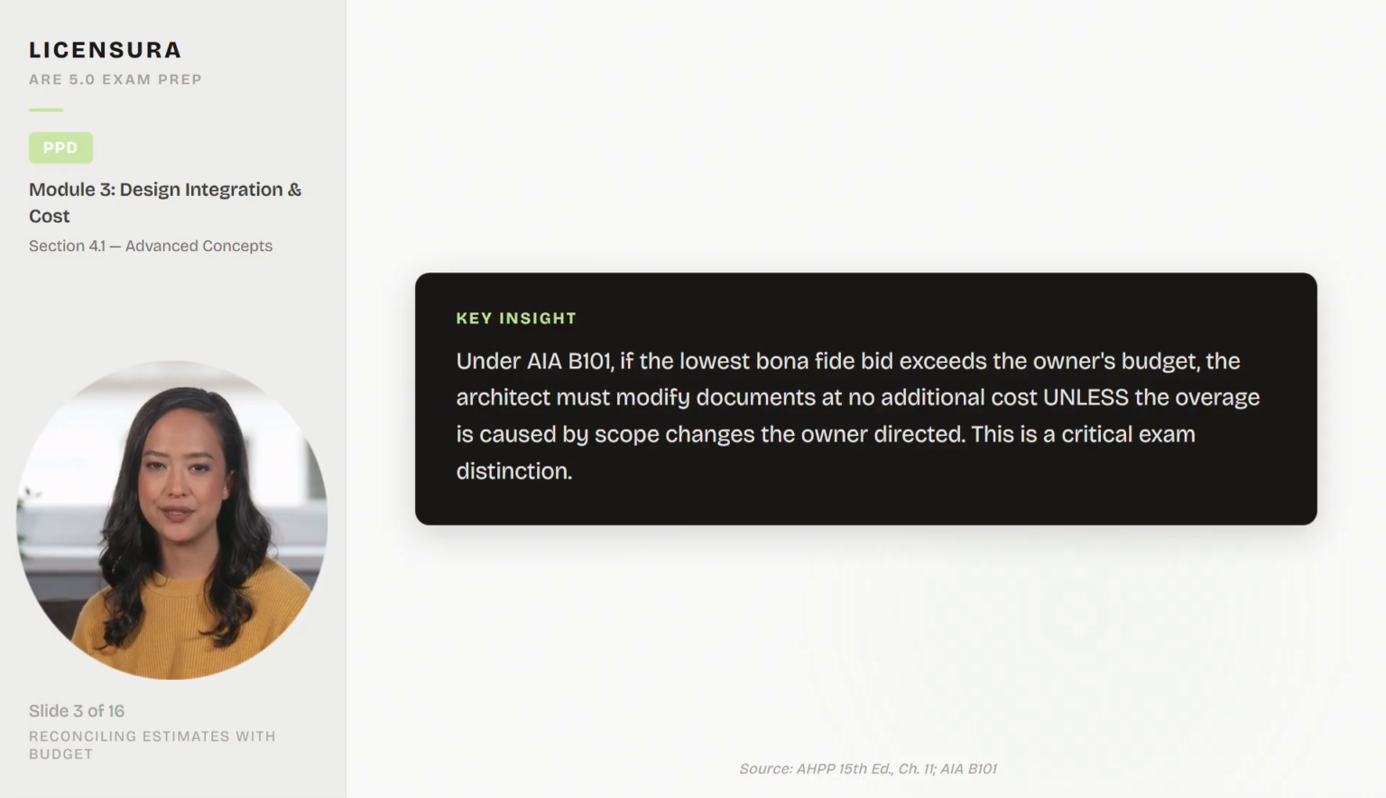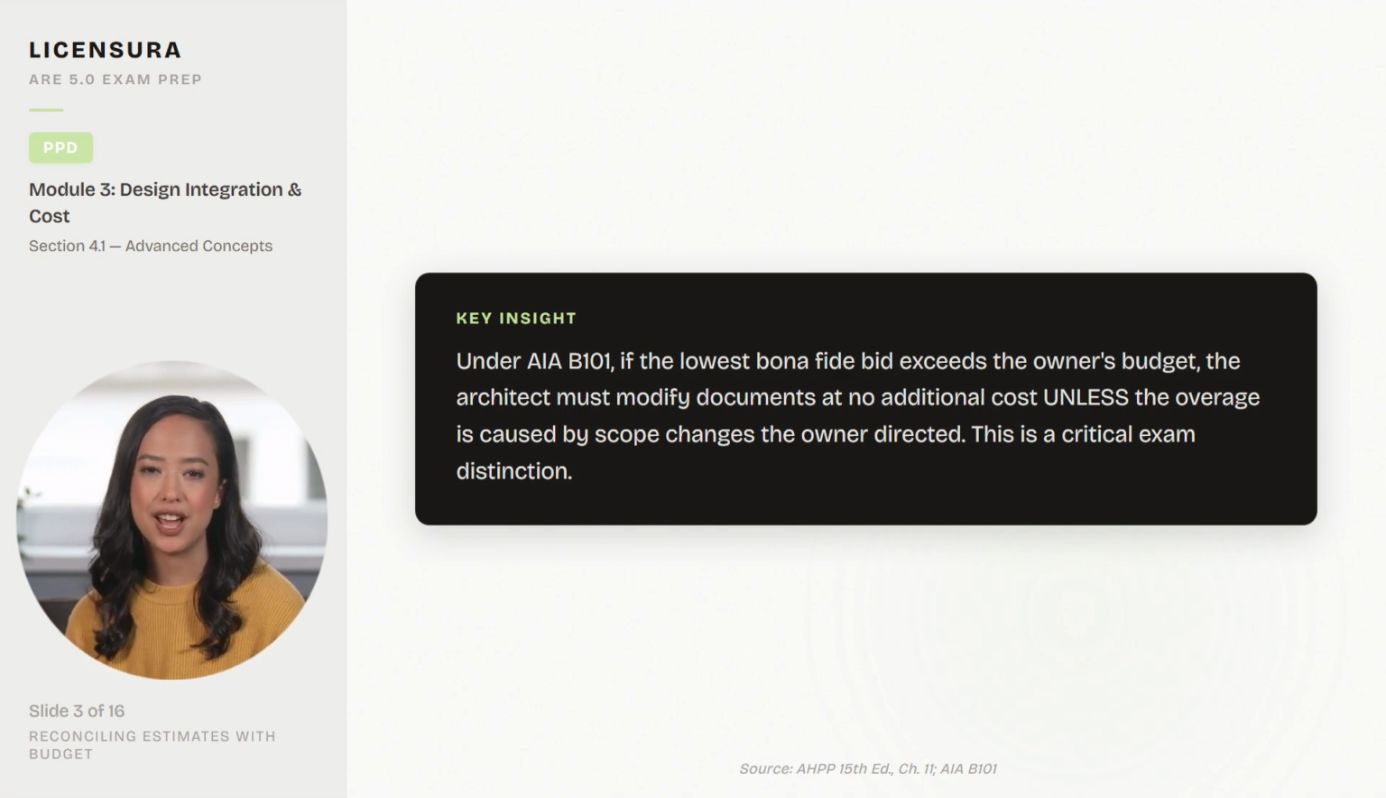Here's the key insight. Under AIA B101, if the lowest bona fide bid exceeds the owner's budget, the architect must modify documents at no additional cost unless the overage is caused by scope changes the owner directed. This is a critical exam distinction.